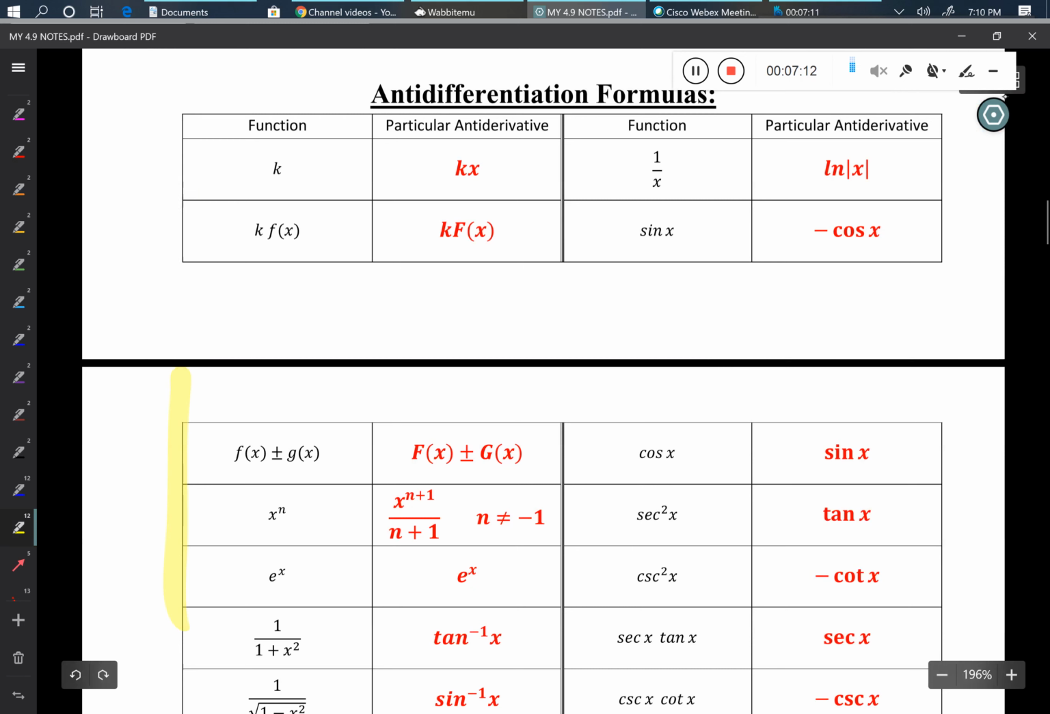So the first one says, if you are asked to find the antiderivative of a constant value k, just some number, 5, 7, 12, negative 14, whatever it is, the particular antiderivative, now that's interesting language, particular antiderivative just means ignore the plus c. If we want the plus c, then we're going to say the general antiderivative. So the particular antiderivative of k is going to be k times x, right? The particular antiderivative of k times some function f of x is going to be k times the antiderivative of that function, capital F of x.